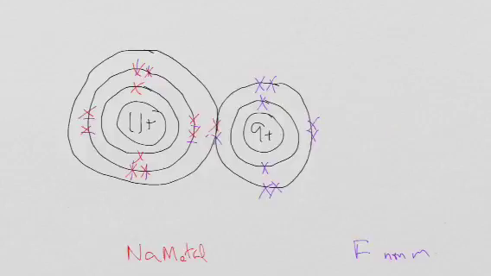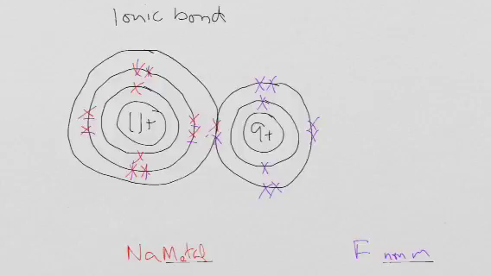Now, if we put them together like this, we say that this is called an ionic bond. An ionic bond occurs when one element gives up electrons to another element. There's actual giving and taking. It happens between a metal and a non-metal.